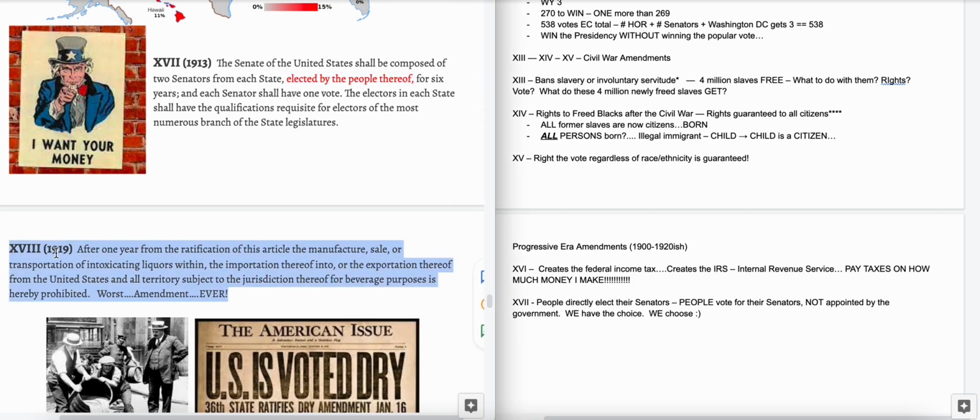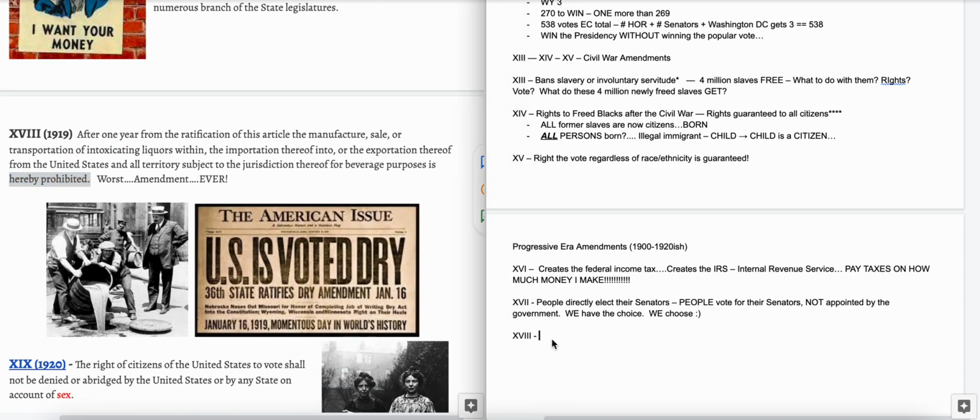The 18th Amendment is one of the most heartbreaking amendments in American history. I am shedding a tear. "After 1 year from the ratification of this article, the manufacture, sale, or transportation of intoxicating liquors with the importation thereof, is hereby prohibited." Prohibition. Prohibition of alcohol. I'm sorry that I'm so down on this.